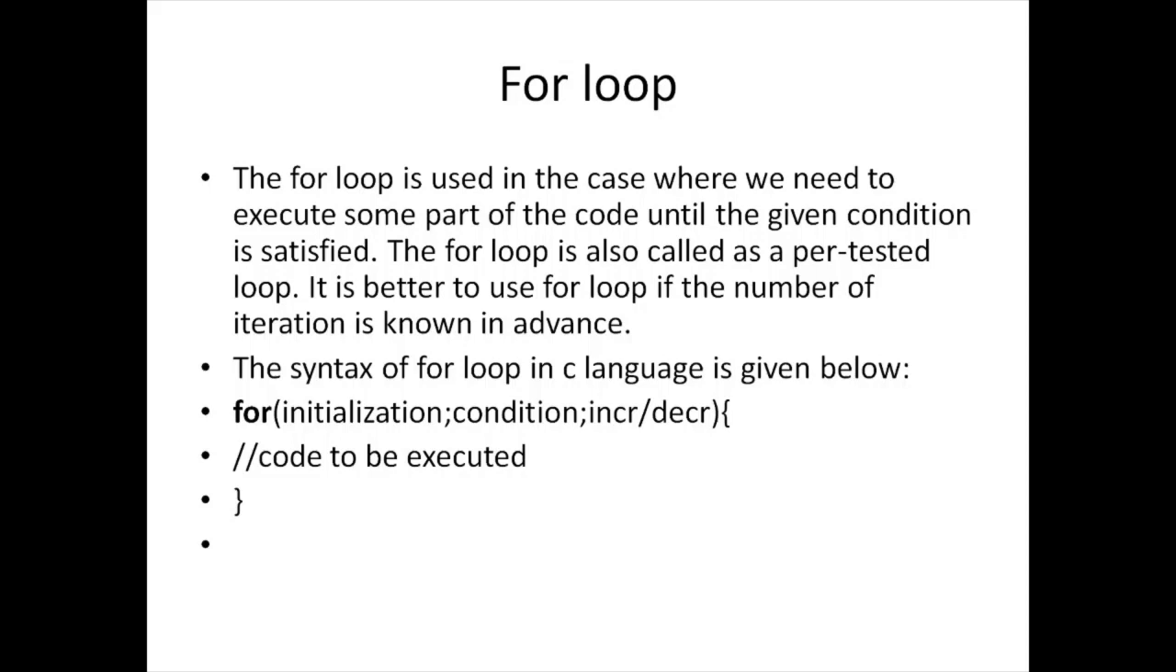Till the time that condition is met, it will get inside the loop and the code is executed. Once the code is executed, it will come to the increment or decrement part and then again the condition is checked. So first it starts with initialization. The initialization happens once, then the condition checking. After that, increment or decrement happens. Once you do the increment or decrement, again the condition is checked. If the condition is true, then only it will get inside the loop, and this is how we can use the for loop.